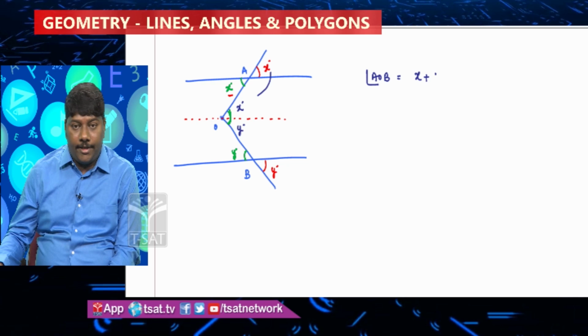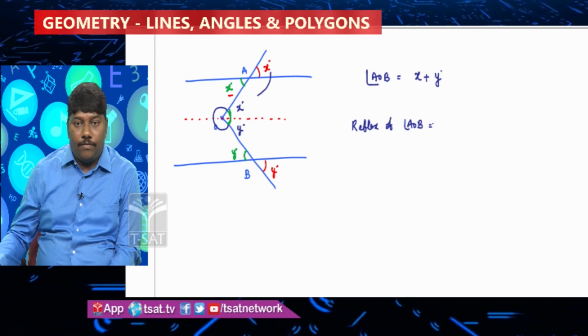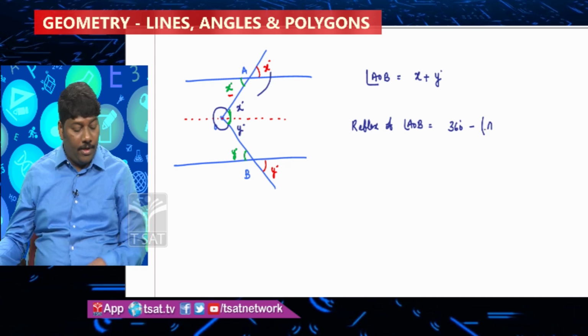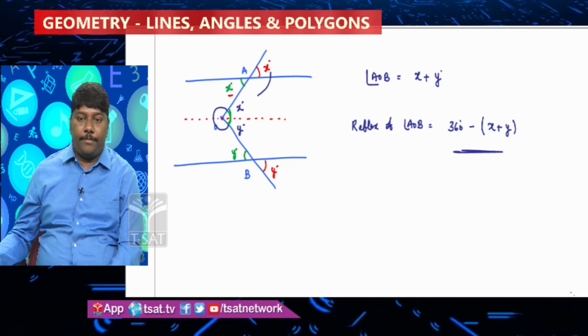It is x plus y degrees. If you look at the reflex of AOB, which is equal to 360 minus AOB, which is nothing but x plus y. So this is how we find.